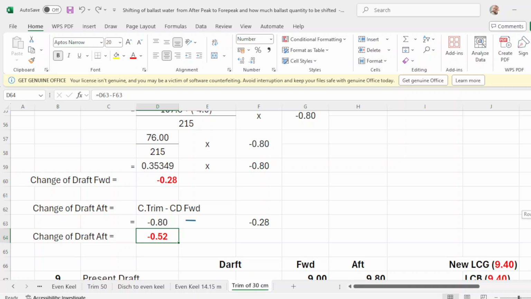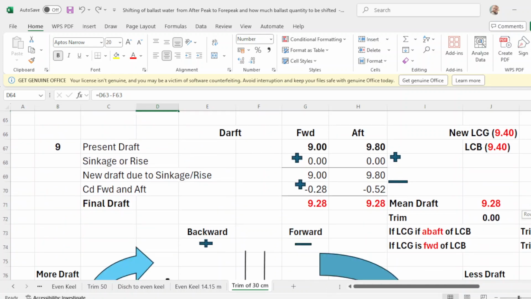So negative 0.28 and negative 0.52, and your drop forward should be 9.28, and drop aft will be 9.28. Your main drop will be 9.28. Okay, so that we have, you are now even keel.